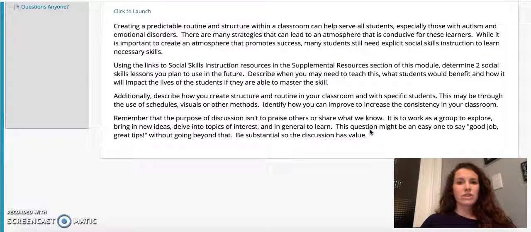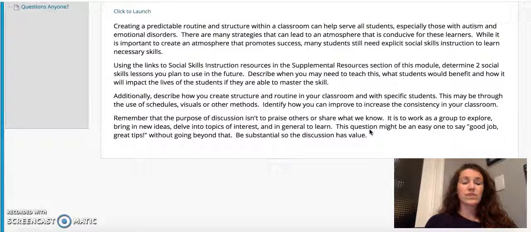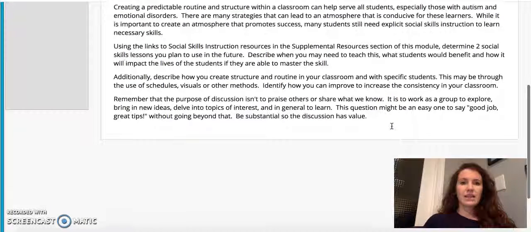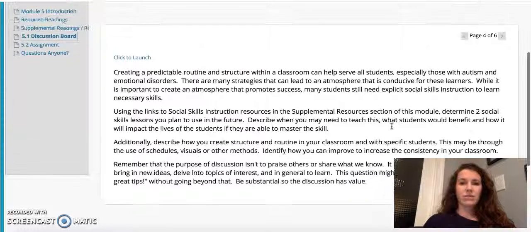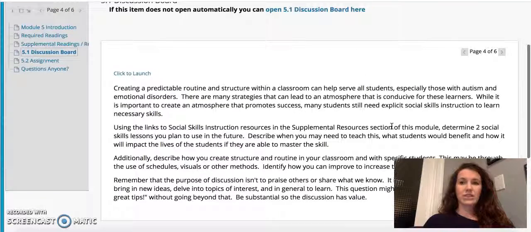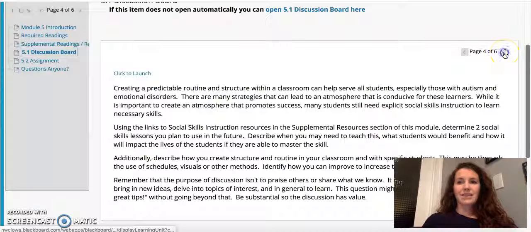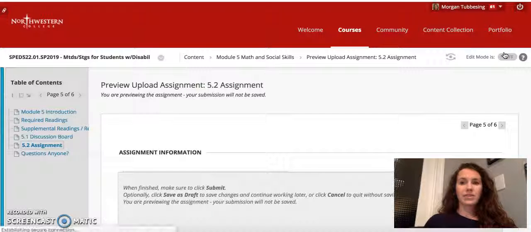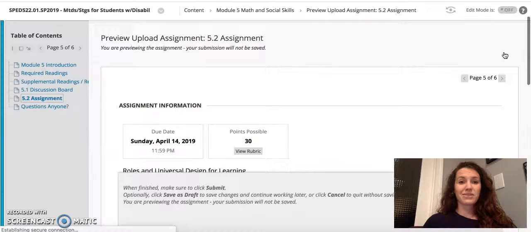And you don't need to share the full lesson plan, just start the discussion about how you foresee yourself teaching social skills. Maybe you already do. So you're looking at how you structure and make routines within your classroom, and even with specific students, and then looking at those ways to increase consistency. And this is something I feel like we as teachers just work on continually.